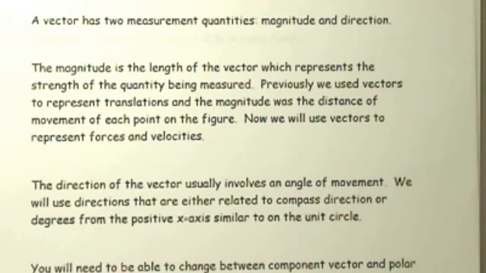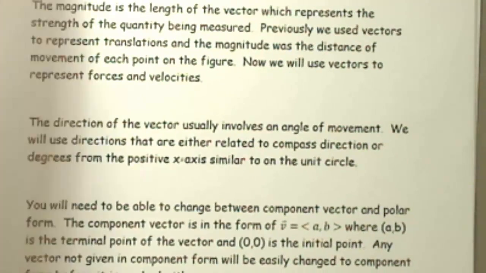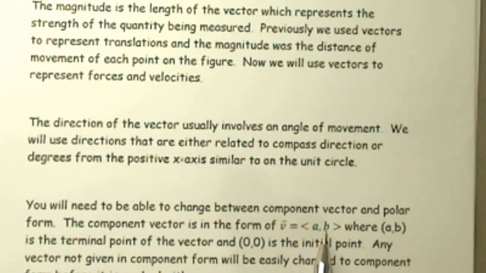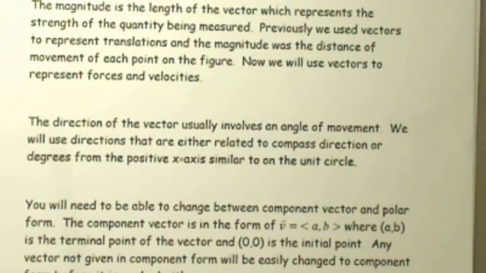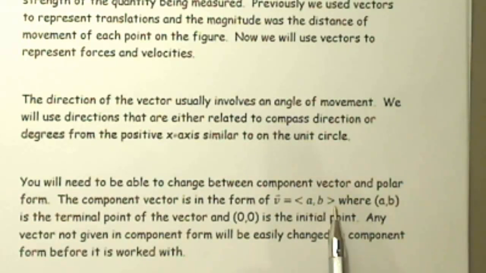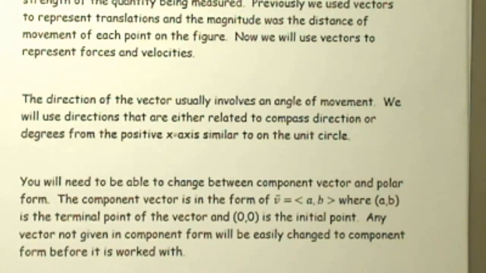You're going to need to be able to, first of all, change between component vectors and polar vectors. So the component vector is what we used in the past with translations, where we have <a, b>, where a and b are the terminal point of the vector and (0, 0) is the indicated initial point. Sometimes the vector will be given with both points, where (0, 0) is not the initial point. You'll notice the difference because if it's in component form, it just has the pointed brackets. If it is just regular coordinate points where they give you both the beginning and the end of the vector, they will both be indicated with regular parentheses like any coordinate point.